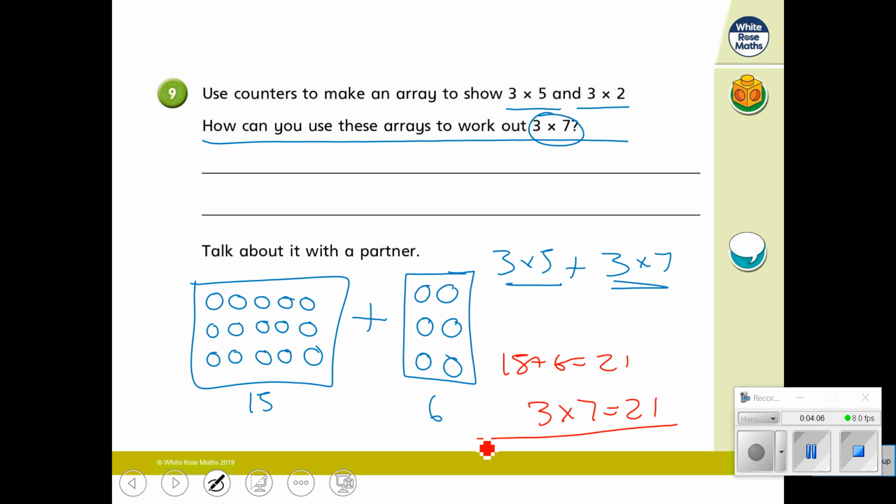There you go. So what we did is we split up our second number, our 7, with 3 times 5 and 3 times 2, because 5 add 2 equals 7, and we got the same answer.